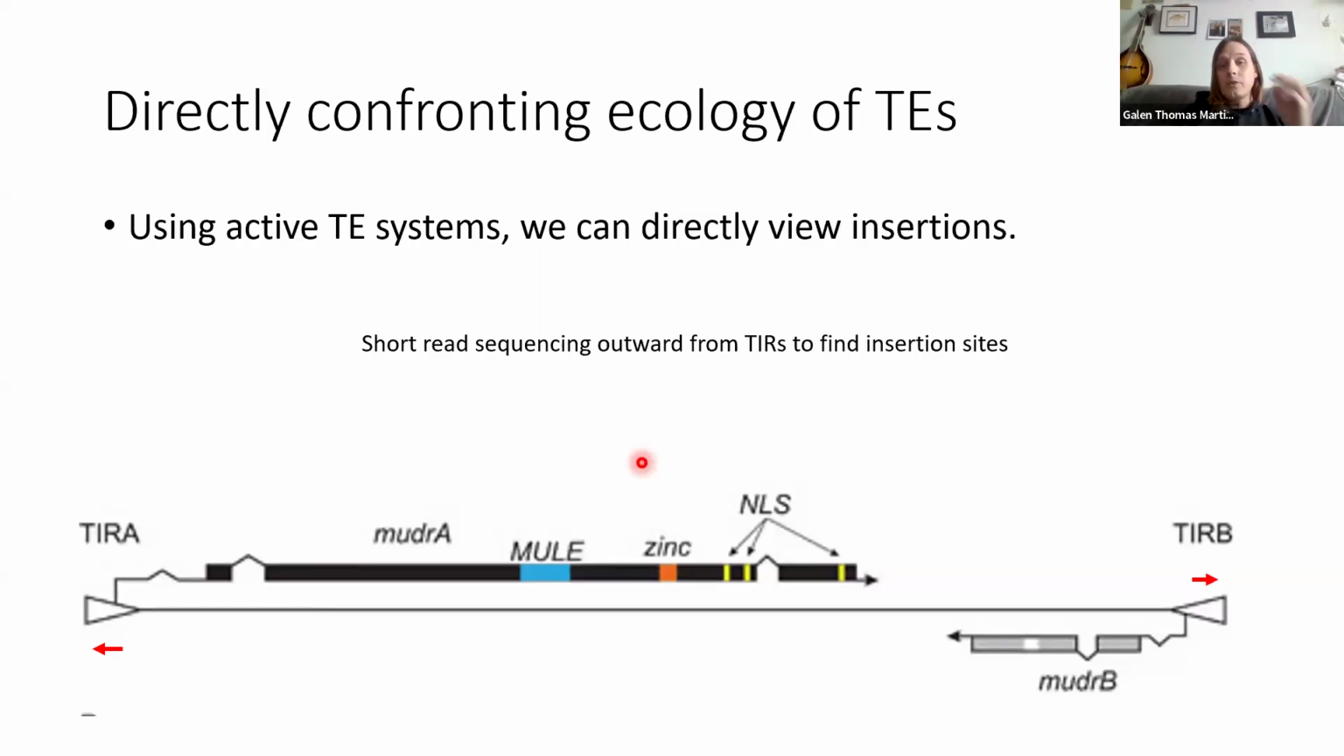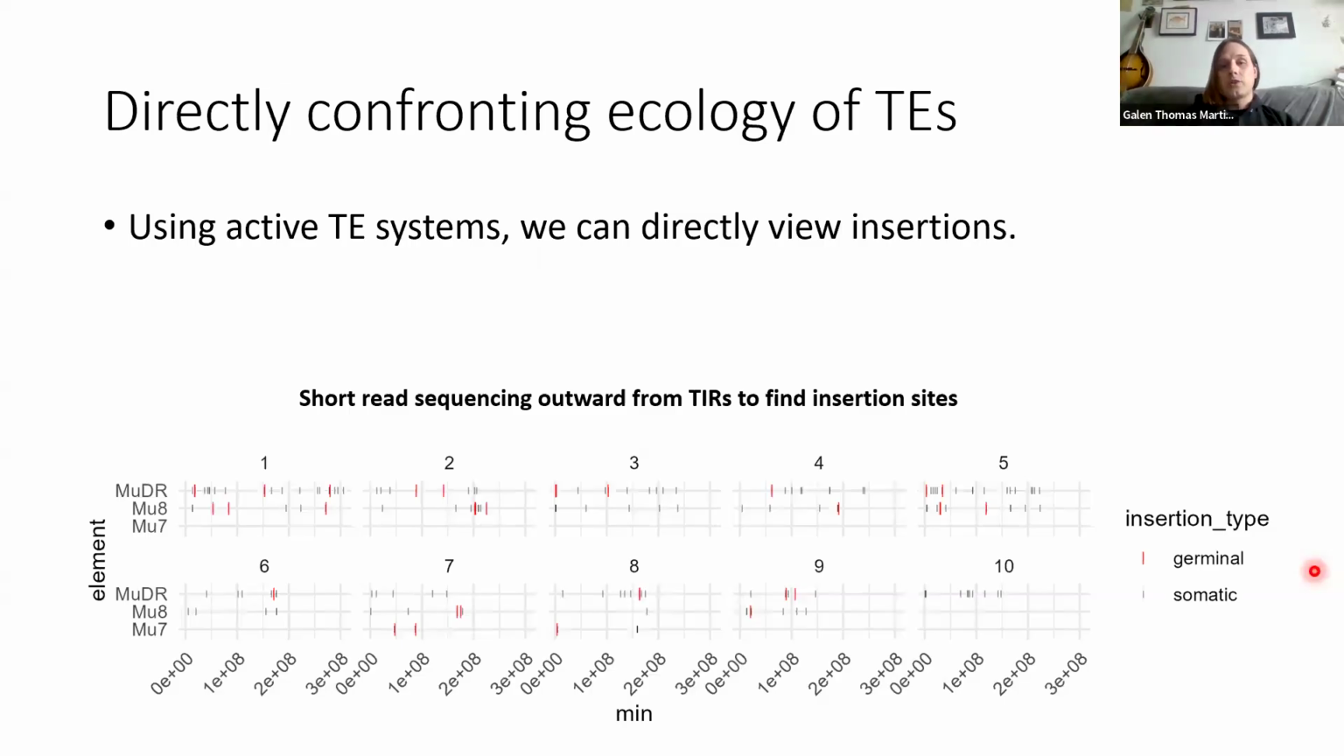So what's convenient about this system, essentially, for this genome ecology type project, is that we can use really inexpensive and fast short read sequencing by doing PCR that reads outwards from the TIRs in this mutator system and mapping those reads outward into the flanking regions to map insertions of active elements.